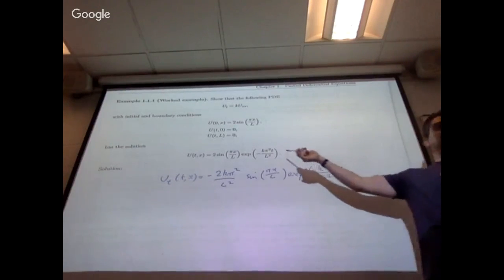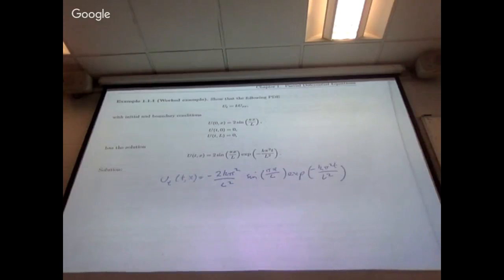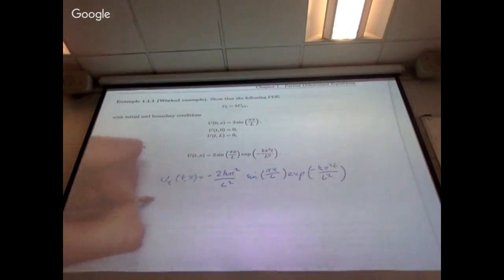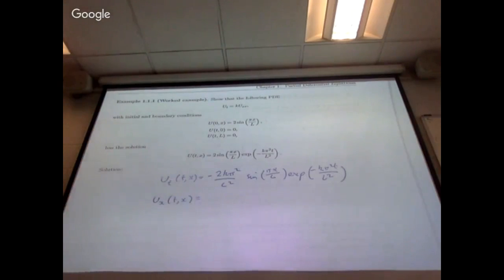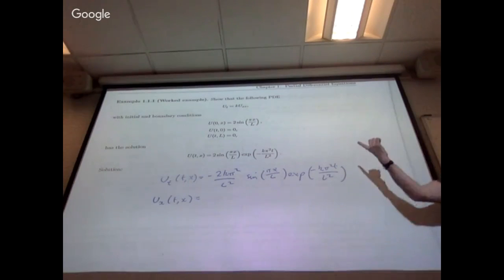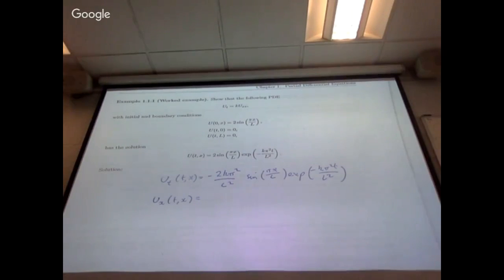Okay. Everyone see where that comes from? Straightforward partial derivative of that. So that means my left-hand side of that equation is done. Now I need to calculate the right-hand side. To do so, I need to differentiate u with respect to x. I actually need to do it twice because I need the second order derivative.